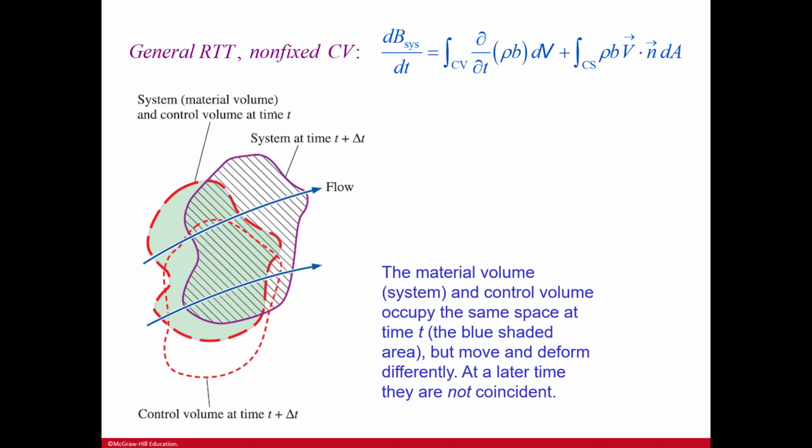And then this is the general RTT, a non-fixed control volume. So this is the system and the control volume at a time. You see it's a change. This thicker line is the original one, and then we have a change in time. And then we have a different direction of flow here with a system at time.